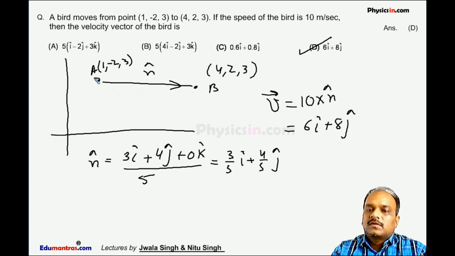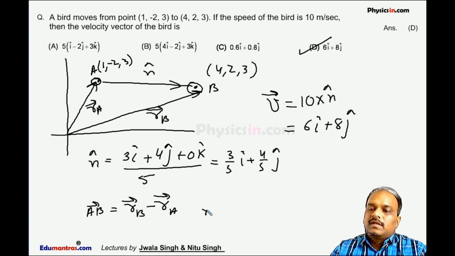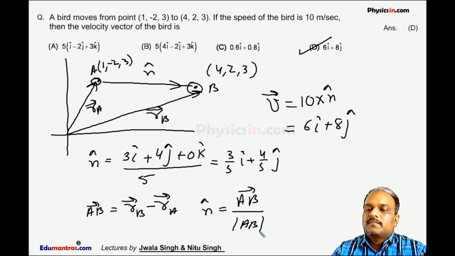B, and we know the coordinate of A, we know the coordinate of B. We can draw a vector like this. This is RB, this is RA. So we can say vector AB is equal to vector RB minus vector RA, and n cap is vector AB divided by mod of vector AB.